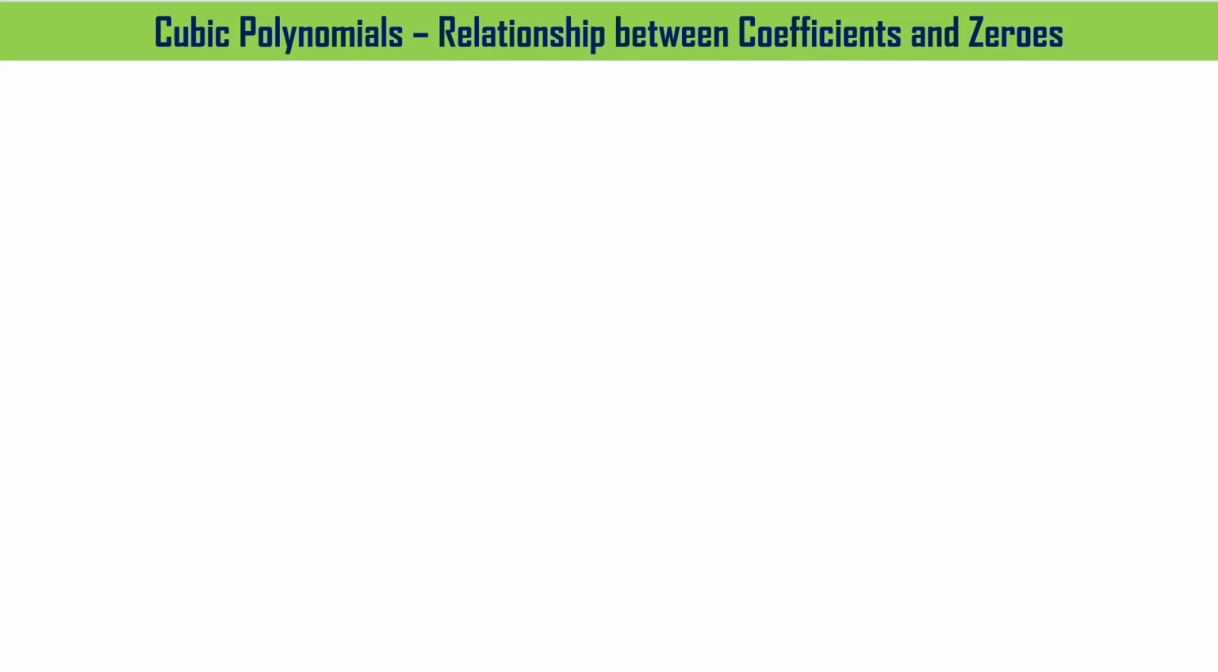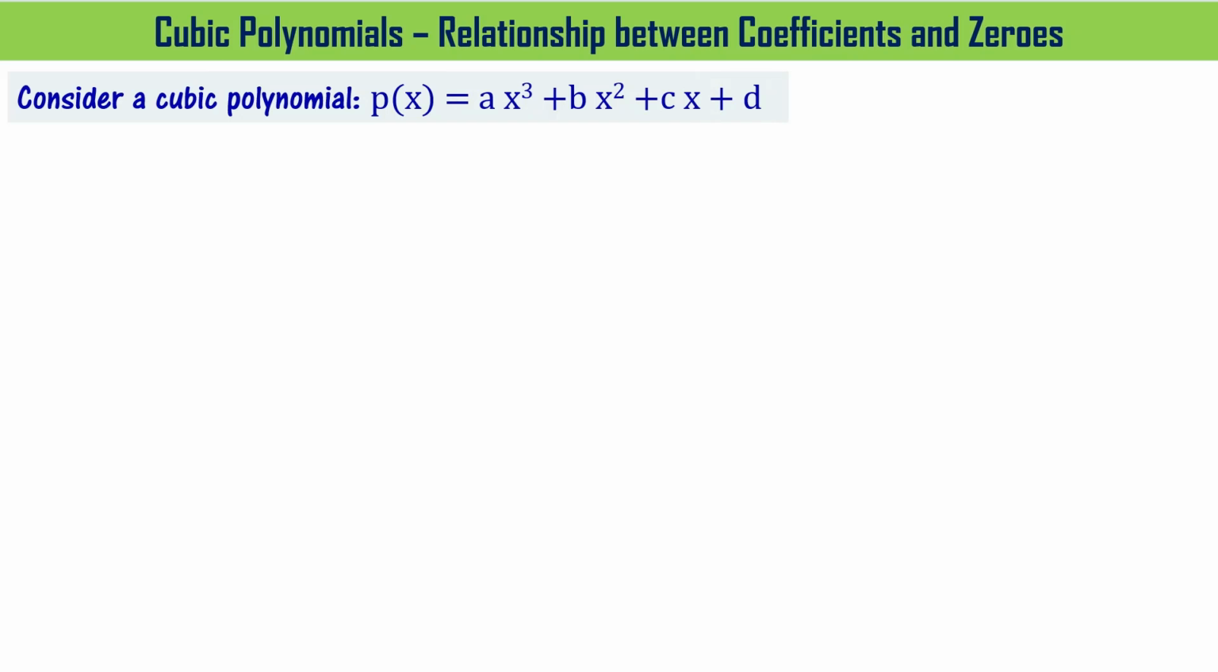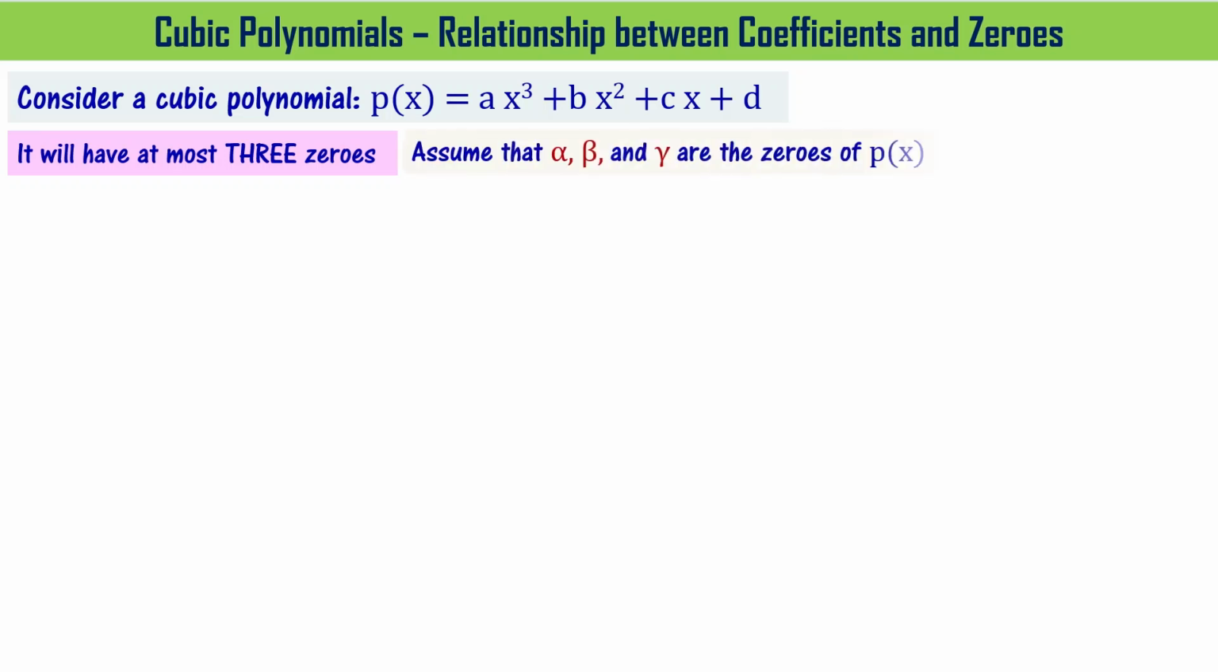Let's go to the cubic polynomial now and obtain the relationship between coefficients and zeros. Consider a cubic polynomial, that is p of x equals ax cube plus bx square plus cx plus d. We know that a cubic polynomial can have at most 3 zeros, right? Let's assume that alpha, beta and gamma are the zeros of p of x.